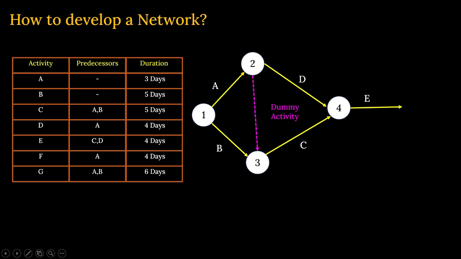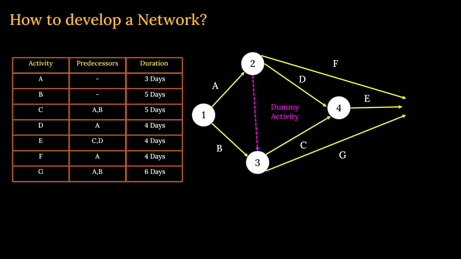Correct? Now the F, the predecessor is A. That means it is starting from this. After completion of A, it is starting, that is F, and G is starting after completion of A and B. That means A and B are connected with the dummy activity. G is starting from there, and they are ending at one point, that is node 5. So this is your total network, and this is the way the network should be developed. If you are still having some gap of understanding, please put it in the comment box. We can discuss it further.